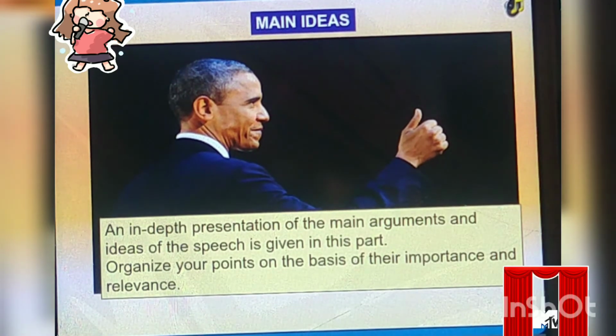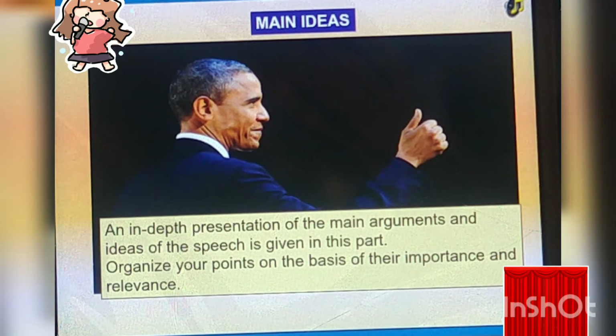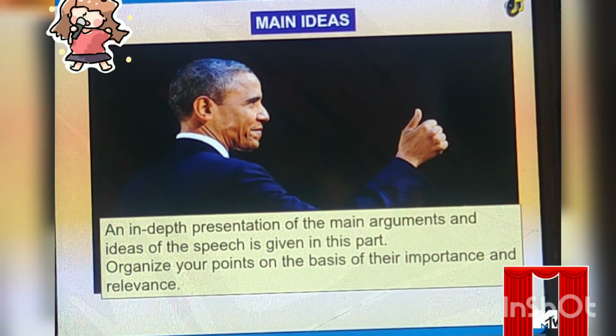An in-depth presentation of the main arguments and ideas of the speech is given in this part. Organize your points on the basis of their importance and relevance.